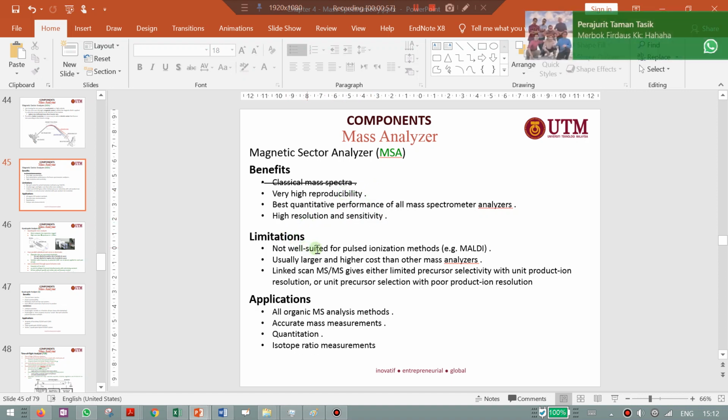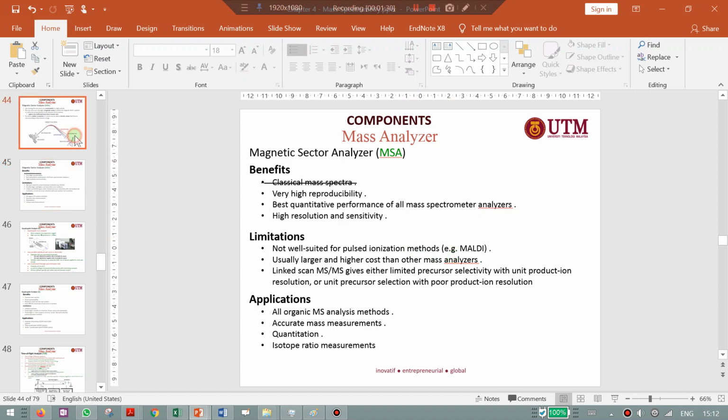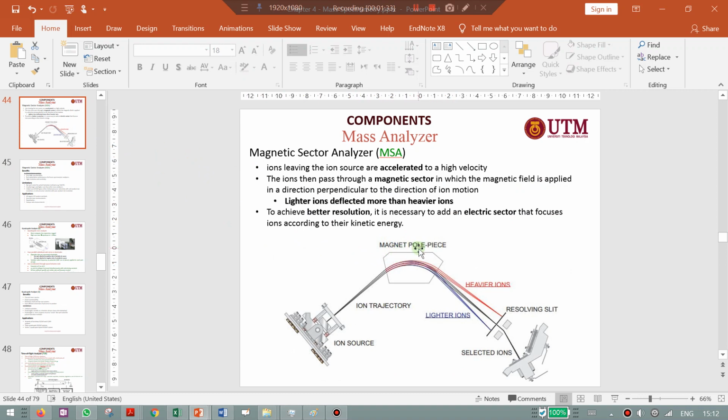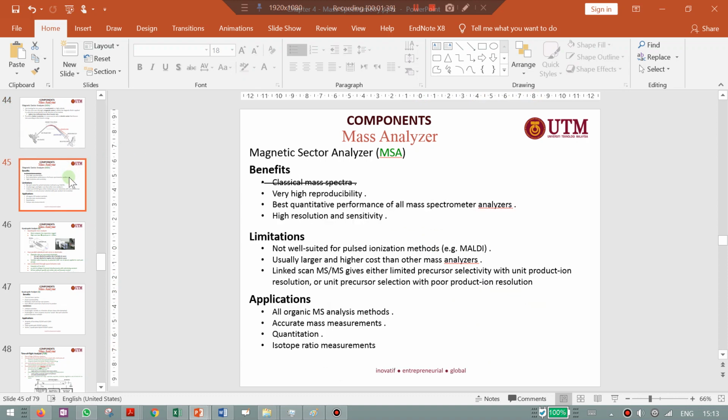The limitation is that it is not well suited for pulsed ionization methods, MALDI. Why? In the magnetic sector analyzer, we use a magnet, right? In MALDI, we only perform the laser desorption technique, so the acceleration of the ion is not that great. In MALDI as well, the molecular ion is very big, so the acceleration is not that great. If the acceleration is not that great, it cannot be deflected, so it will collide with the pole piece. It will not even reach our detector. That's the problem, the limitation.